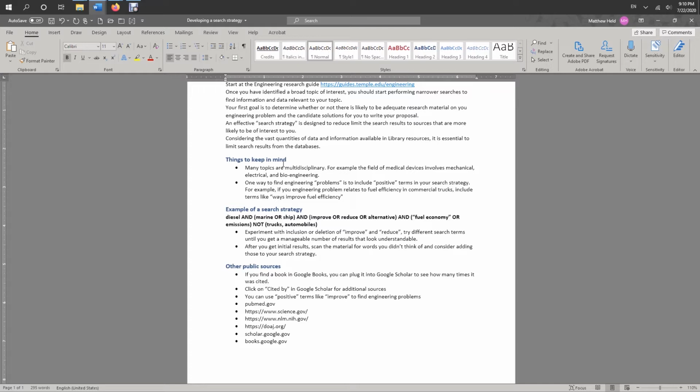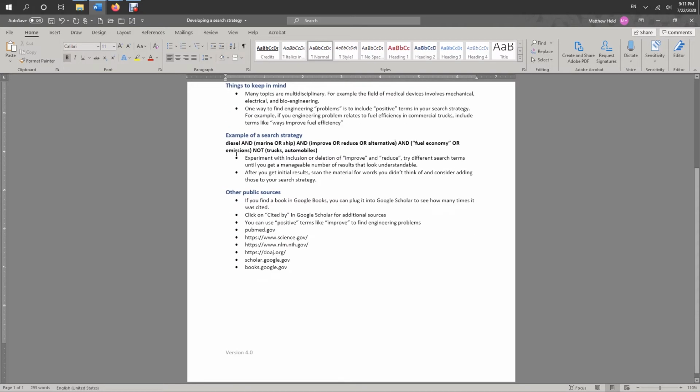We are thinking in terms of engineering problems, but in order to optimize your search strategy, you also want to think in terms of the positive version of that. So if the engineering problem that you're thinking of is the CO2 emissions of cars, then the positive terms would be reduce emissions or improve fuel economy. So keep those positive terms, in this case reduce, improve, or alternatives, in mind also as search terms, even though we generally describe what we're looking for as a problem.